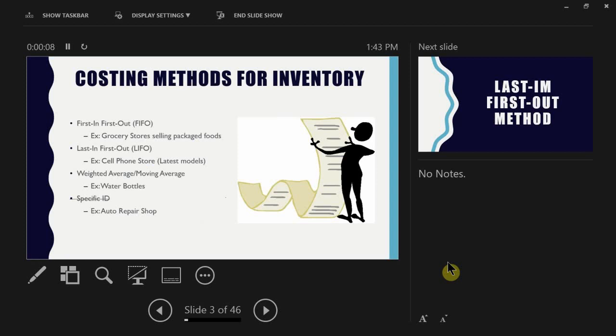Okay. We're looking at costing methods today, right? We got to take a look at a grocery store, or if you were to buy, I think we bought toys, right? We're assuming that they have expiration dates. I don't know. But in this case, we're looking at LIFO, which is going to be the last in or the first out.